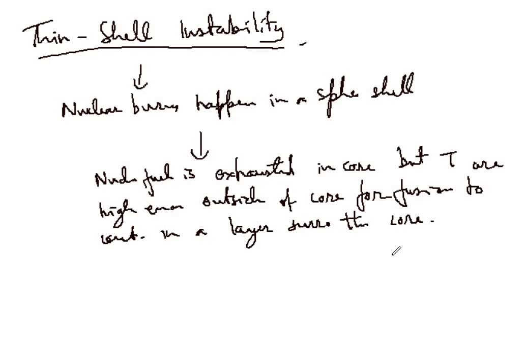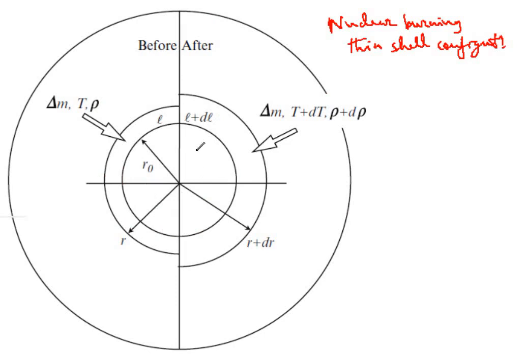For that, let me draw a diagram first. Okay, so you can see here, I have shown the nuclear burning thin shell configuration. Basically, you can see in this diagram the configuration prior to the expansion, which is on the left side, and the configuration of the shell after expansion. Now, if the temperature increases after expansion, then the nuclear burning rate will increase, causing the expansion to continue.